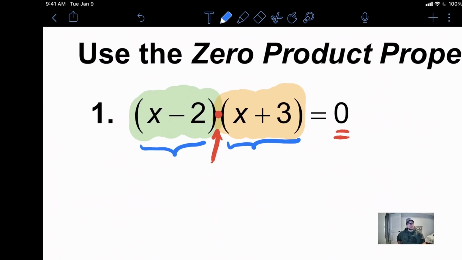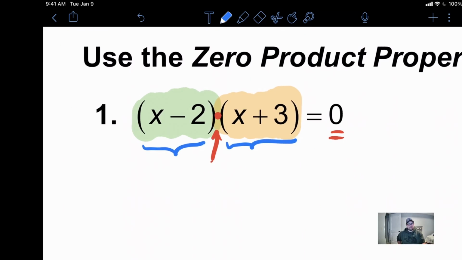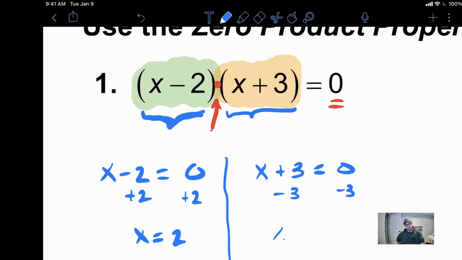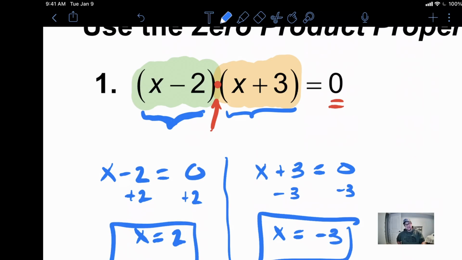So in order to solve this equation, we're trying to find the x that makes this true. What you want to do is take each of these two parts, x minus 2, and set it equal to zero. That's our first equation, and our other equation will be x plus 3 equals zero. To find the x's that satisfy this, you just solve. You add 2 to both sides, and we find x equals a positive 2. And you subtract 3 from both sides, and you find x equals negative 3. These are the two answers to this problem.